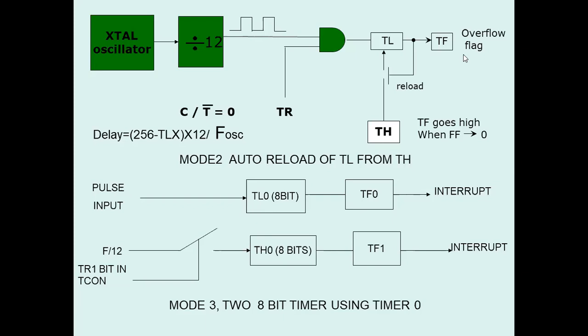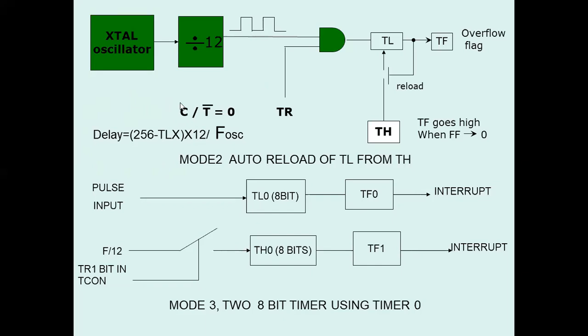Just look into the delay part. You can see this is the delay part. In this delay part, there is no inclusion of TH. So TH is not required for calculation of time delay by using mode 2, because as we know, the value loaded into TH is automatically loaded to TL after the overflow of the previous count that was done by the TL register, the timer low part.